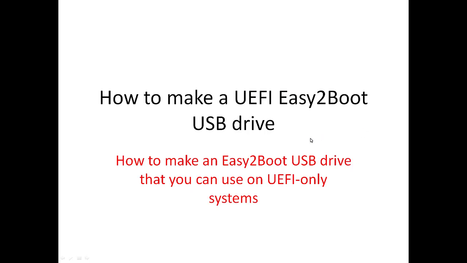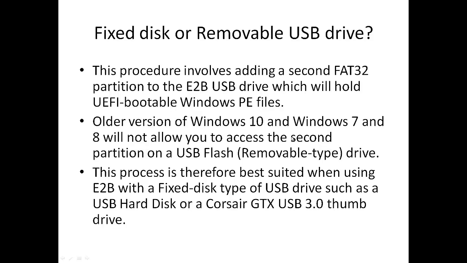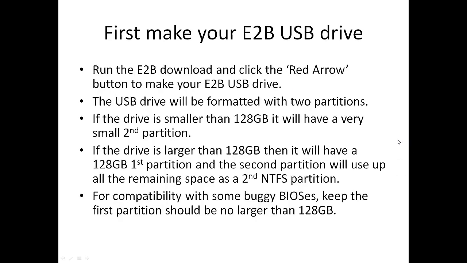So in this part of the video, I'm going to show you how to make a UEFI Easy2Boot drive. So first of all, you need to find out what sort of USB hard disk you've got, whether it's a hard disk or a flash drive, a removable drive. Windows 10, the latest versions, can see both partitions on a removable drive. But if you've got an older version of Windows 10 or Windows 7 or Windows 8, you'll do better with a USB hard disk, because it can't see the second partition on a USB flash drive.